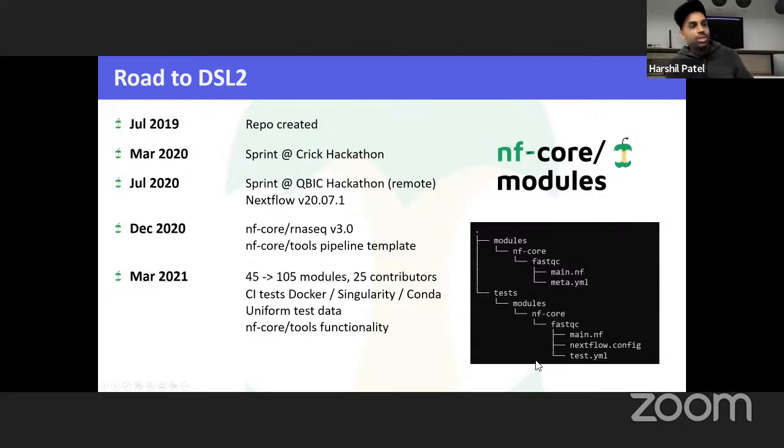So in terms of how this all started, we started having conversations in July 2019 when Paolo was toying with DSL2 and really coming out with some good preview versions of DSL2. And so I initially created this repository at ISMB in 2019, thinking that we need to do something. And if it's there, we will do something. But it turned out that I just got distracted and we didn't touch it for a while.